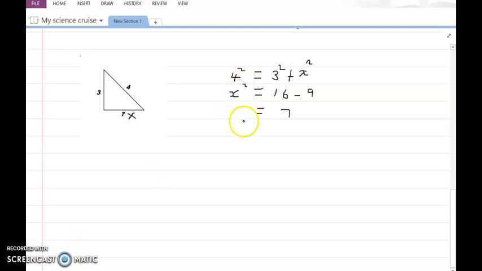Our x will be equal to the square root of 7, which is equal to 2.65. This time we are not given units, whether it's centimeters, meters, inches, or whatever, we do not know. Therefore, we leave it as 2.65. So this length is 2.65.